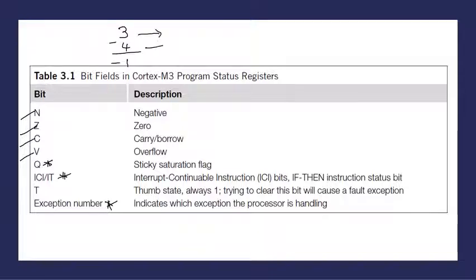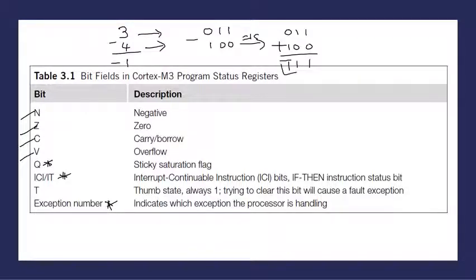So for a 3-bit value, 3 means 0 1 1, and 4 means 1 0 0. You cannot perform the subtraction directly, so you have to take the 2's complement of this. The 2's complement of 4 is 0 1 1. Correct? So 2's complement addition will take place instead of subtraction, which will result in 1 1 1.